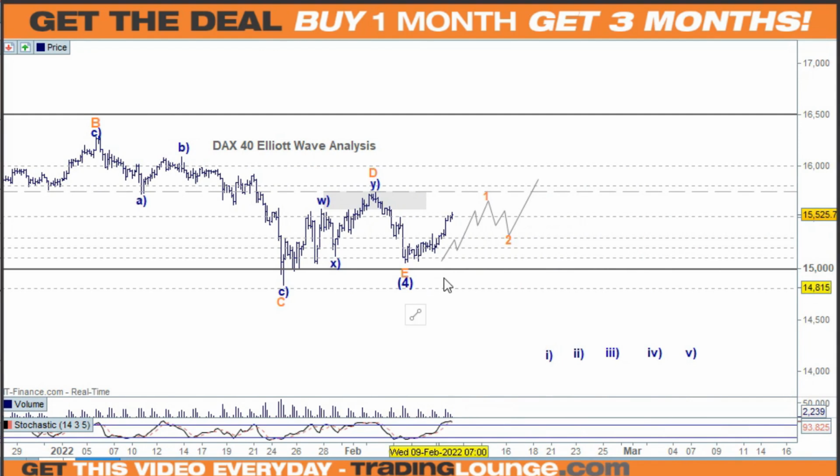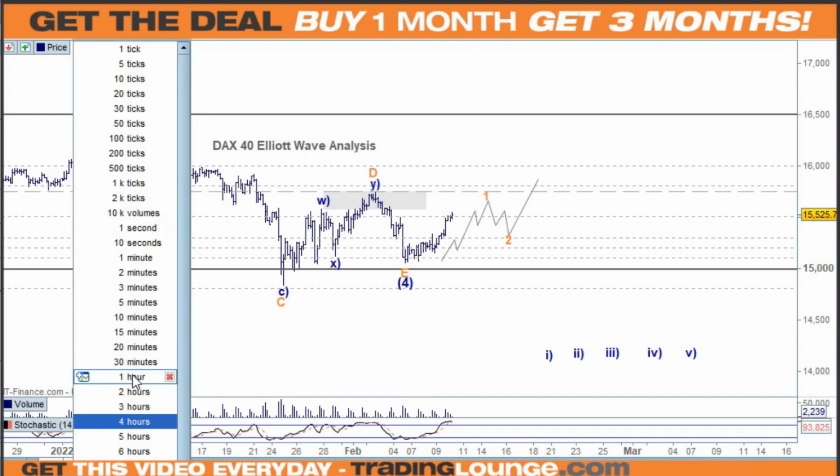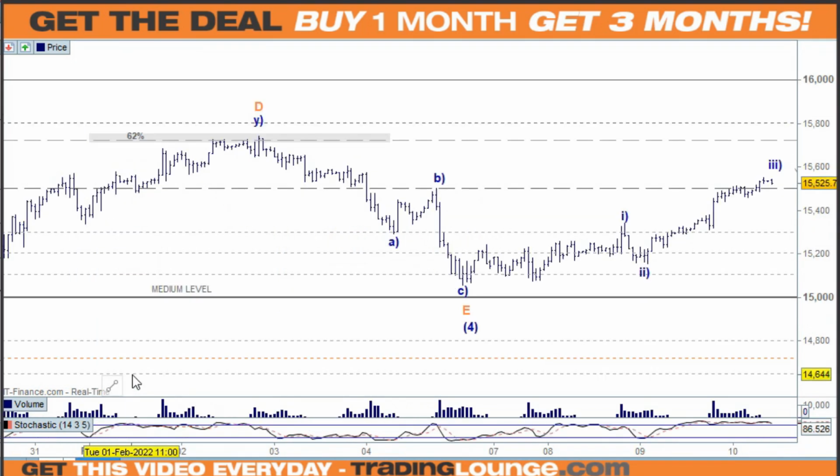In a nutshell, wave 4 here with wave 1 up here and then back for wave 2 and then going up for wave 3. Even though we look at this as a triangle, it would put them in the same trend, so to speak. So I kind of like that. Let's have a closer look at this on the 1 hour chart.